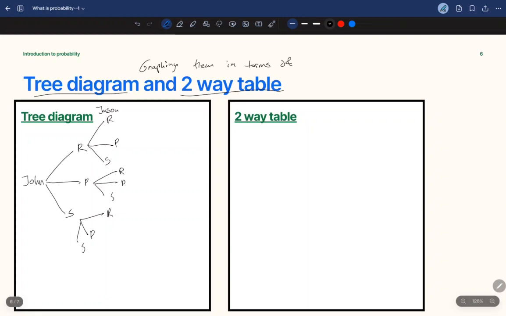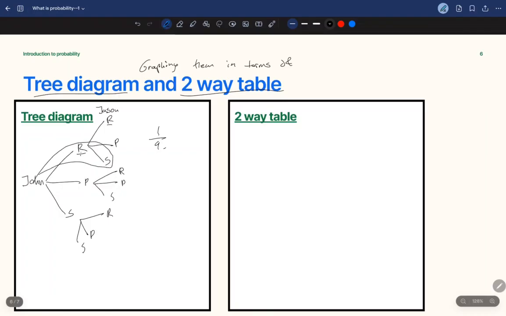That's so simple. When John does rock, Jason does rock. When John does rock, Jason goes paper. When John goes rock, Jason goes scissor. That's how it works, and it makes it easier for us to find answers. If the question asks, what is the probability of John doing rock and Jason doing paper, you can just see John doing rock, Jason doing paper. That's the 1, 1 out of 9.